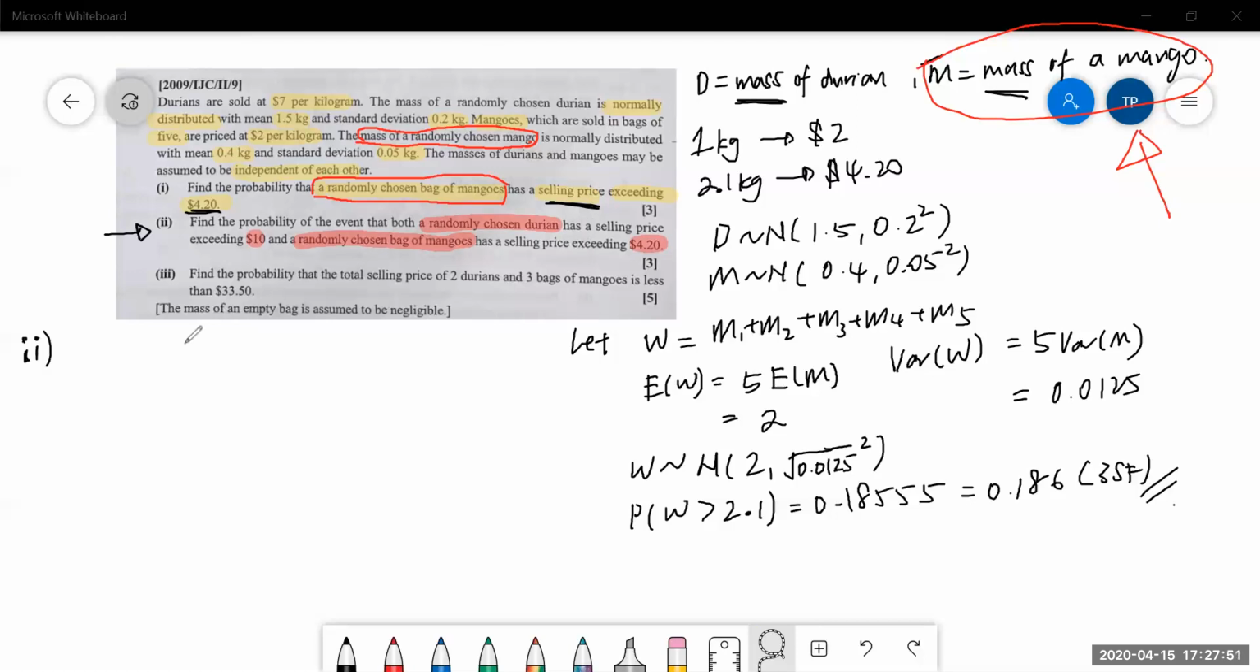Okay, so firstly, the durian 1 kg is $7. Now we want to find $10. So how to find $10? It's actually what? 0.7.